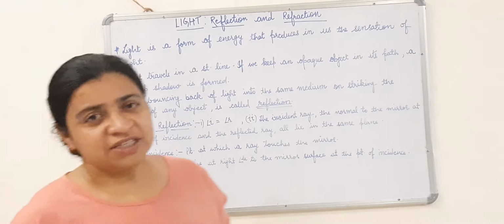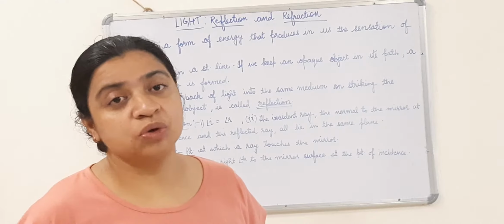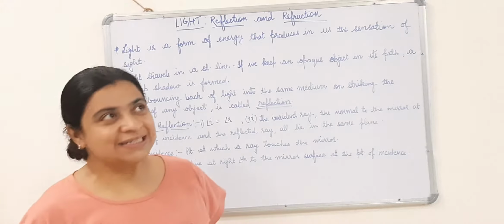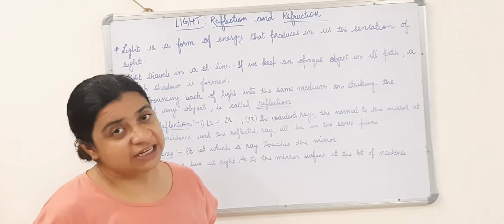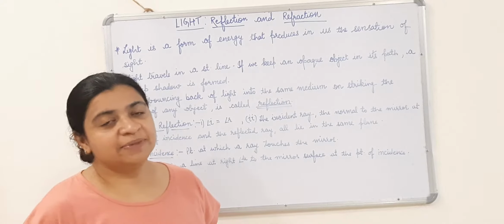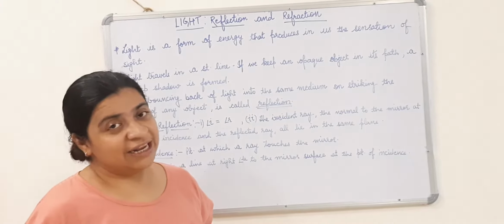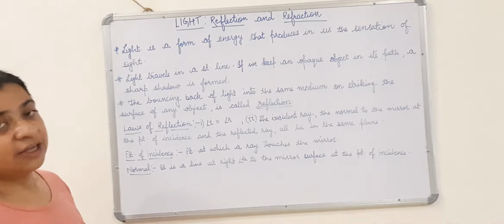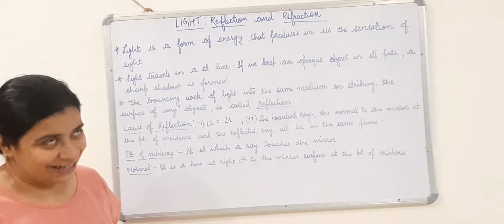First of all, tell me what is light. Like sound, light is also a form of energy which produces in us a sensation of sight. That means it helps us to see the objects. With the help of light, we can see the objects. So light is a form of energy which produces in us a sensation of sight.